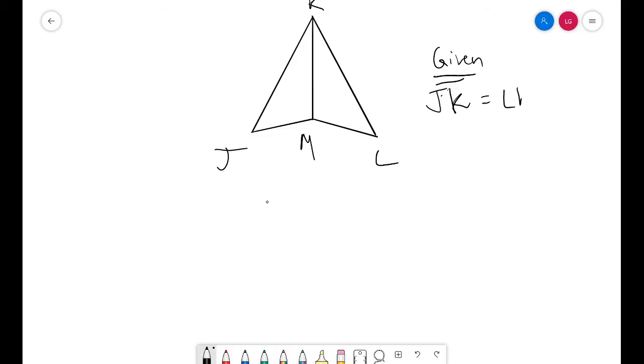Here we have a couple of pieces of information that we are told to be true. JK and LK are congruent. JM and LM are congruent. So what are we looking at here? JK, LK, JM, LM, those are congruent. And you hopefully can see what we're going to try to prove.